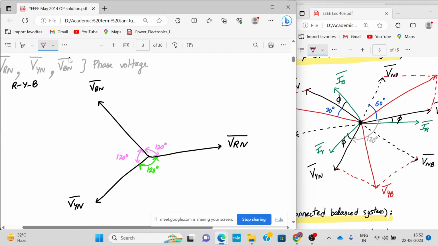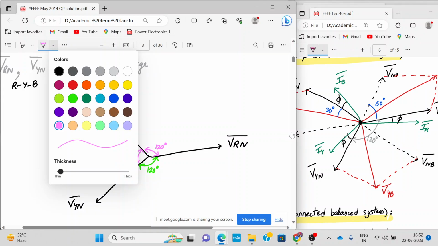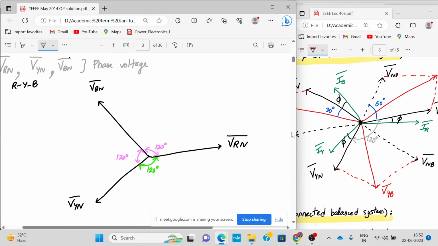Yes or no? Yes, sir. Okay. Now we are finalizing it. What we need to do is draw mirror images. How to draw mirror images? I'll explain. I'll draw it with a dotted line in this color. What is the mirror image of VYN? It is VNY, right?